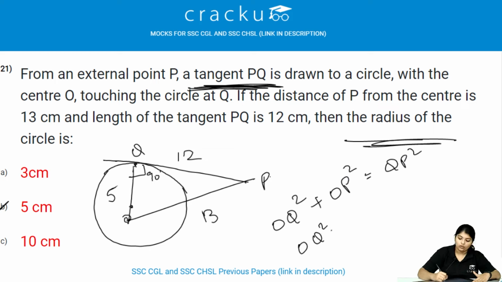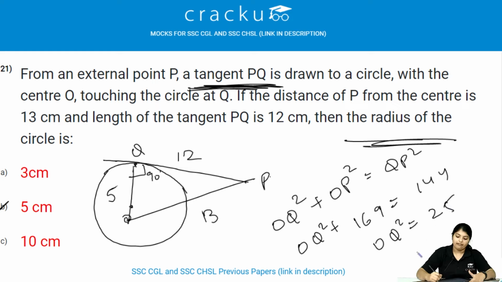We don't know OQ. OQ square plus 13 square is 169 and 12 square is 144. So, OQ square is equal to 25 and OQ is 5, that is, the radius is 5. So, this is the important key point in this question. So, read the question carefully. You can attempt any question in SSC. Okay. Let's see the next one.